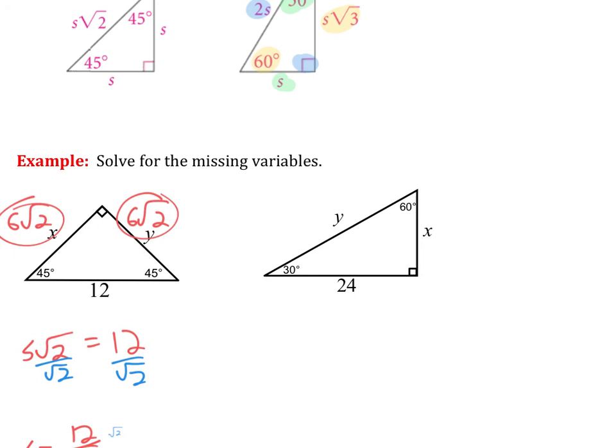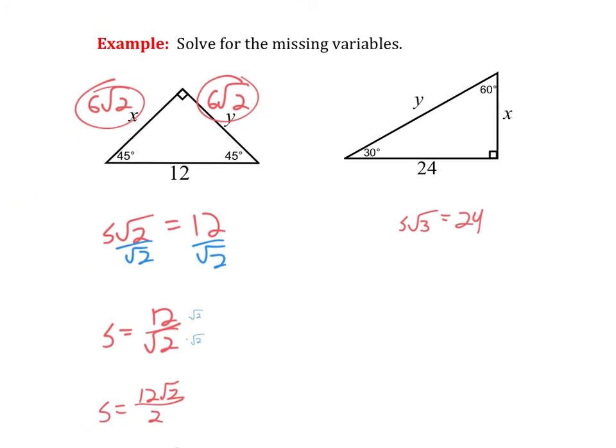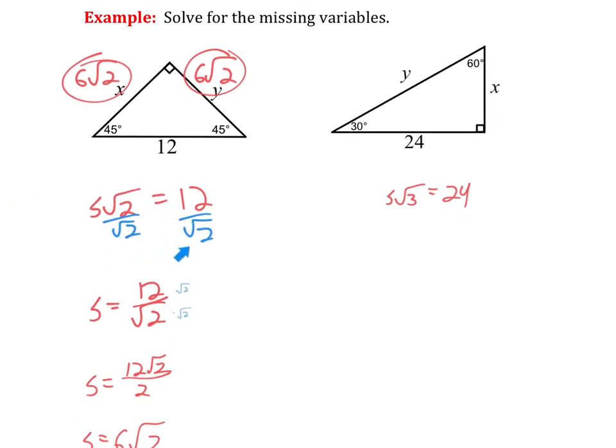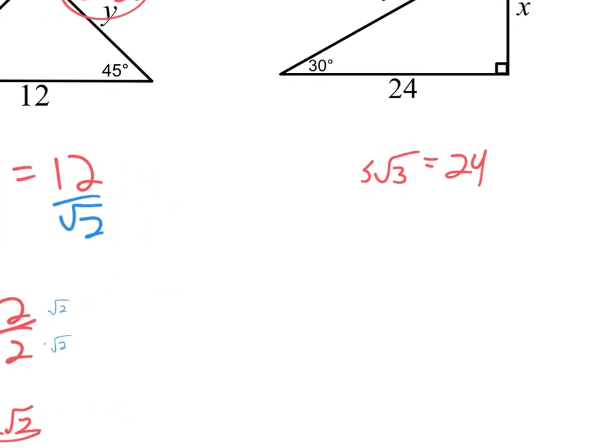They give me the side across from the 60. I can set up the equation now: S rad 3 equals 24. It's going to follow the exact same pattern that we just did. We're going to divide both sides by rad 3. We're going to rationalize the denominator. Act surprised when it happens.